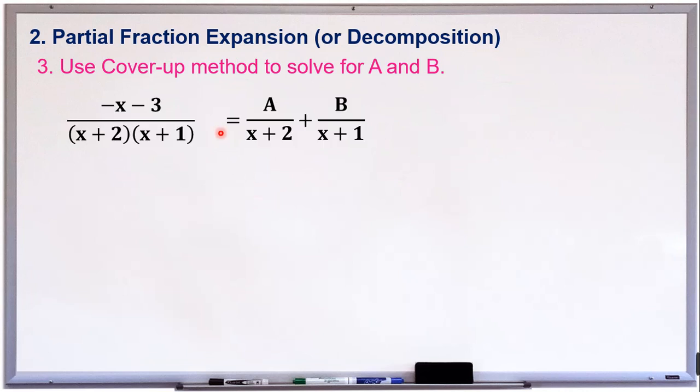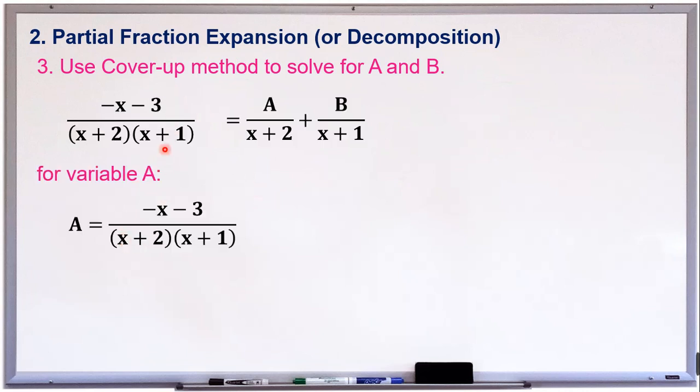So for a, we're going to write the expression in factored form, and then cover up the factor of a to 0. Then solve for x, that is negative 2. And then substitute this value to our expression right here. So you will arrive at an answer for a that is equal to 1.